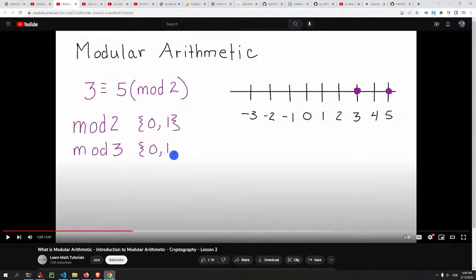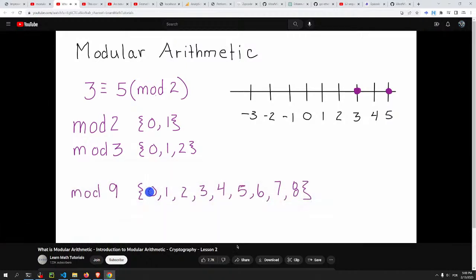2, 0, 1, and 2, 3 values in mod 3. 0 and 1 gives us 2 values for mod 2. If we wanted to take this further, we could take a look at mod 9, and the acceptable values for mod 9 would be 0 all the way up to 8, giving us 9 numbers. So I think you guys can see the pattern here.